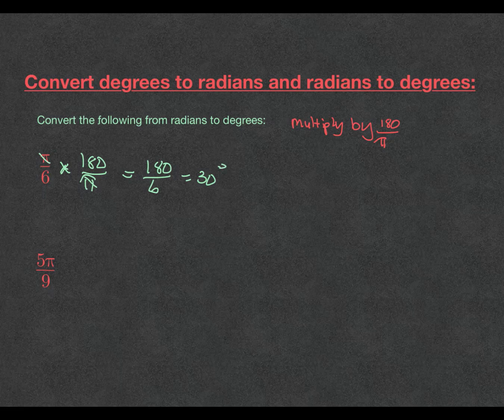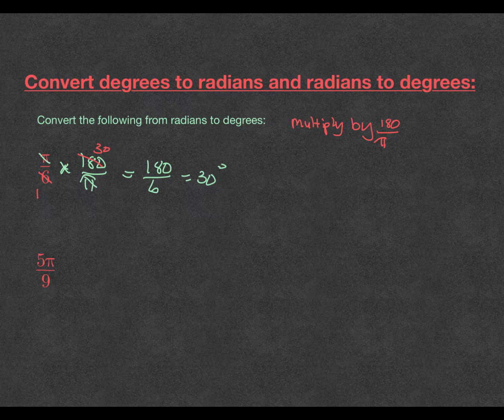Now, if you are like me and you like to cross cancel, you could also just reduce it by crossing out the 6 and putting a 1, crossing out the 180 and putting 30. Then you just have 30 over 1 to begin with, but that is not necessary every time, okay?